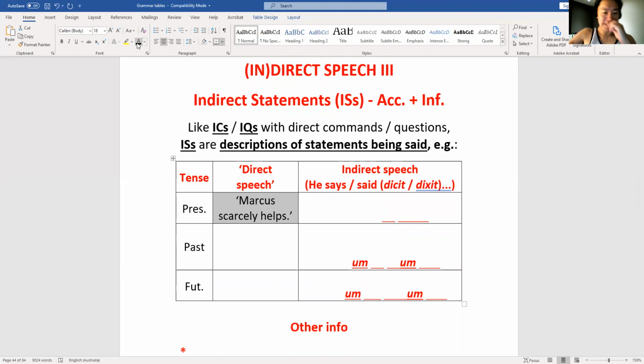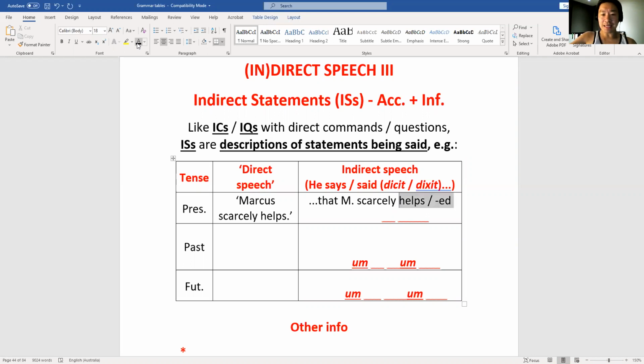If you want to say Marcus scarcely helps, so most indirect speech is introduced by words such as he says or said. So you would say, for example, he says that Marcus scarcely helps. Or if you say he said, you would say he said technically that Marcus scarcely helped. So says that he helps, said that he helped. So there's an element of sequence of tense. So we've seen that before, says that he helped, said that he helped.